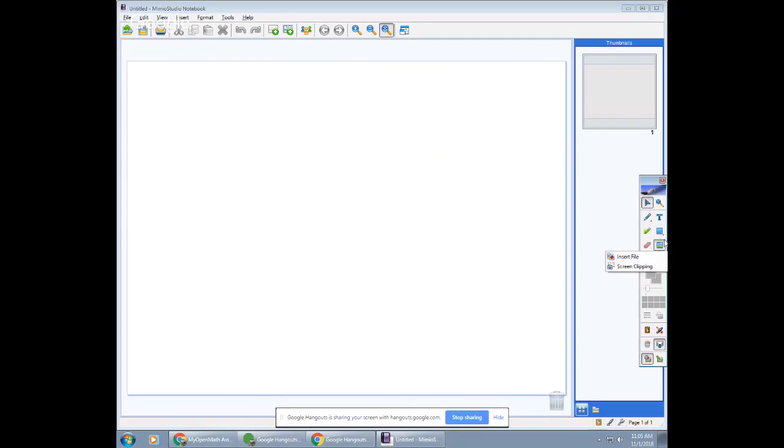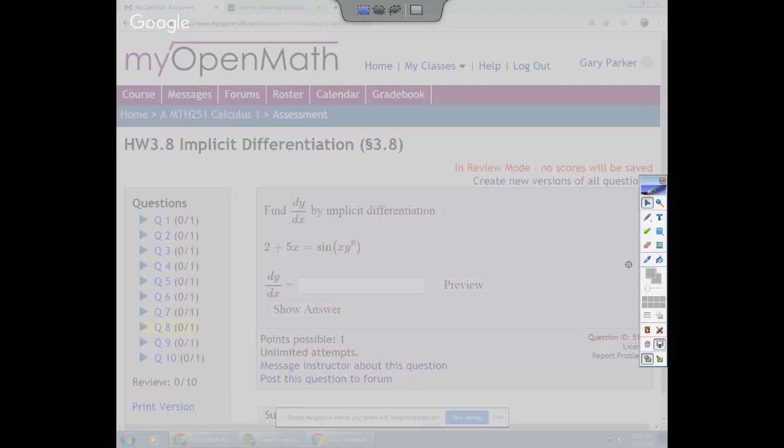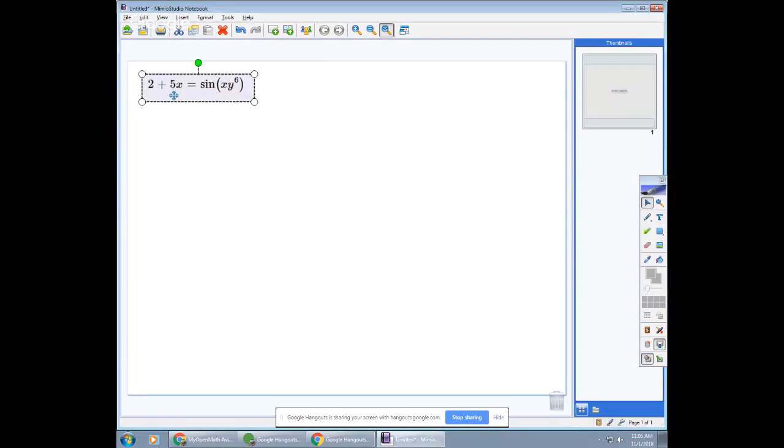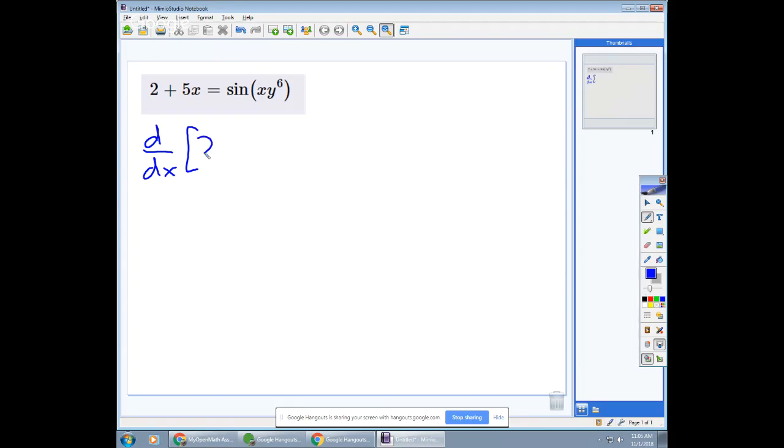Screenshot that. So this is section 3A, number 8. There we go. So we need to apply implicit differentiation. So we differentiate each side independently. Left side's last. What's the derivative of the left side? 5. Love that. Right side's probably where the fun begins.